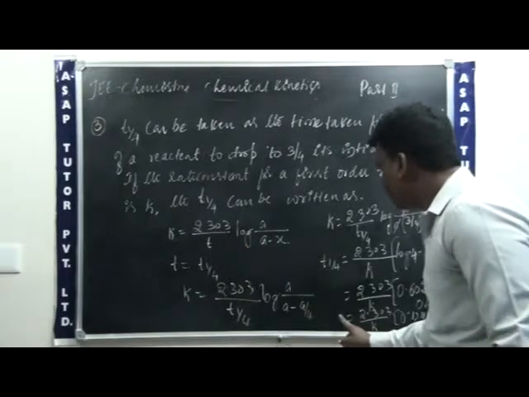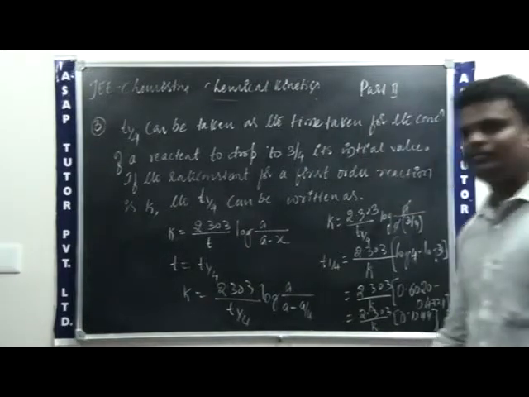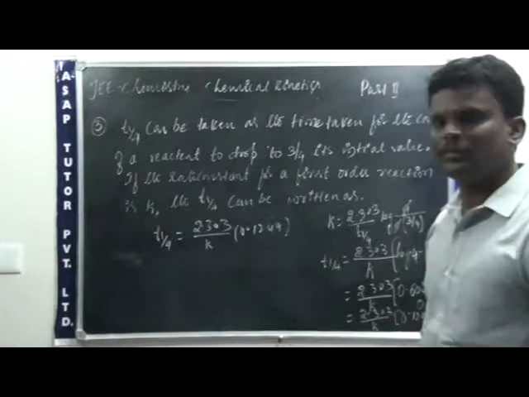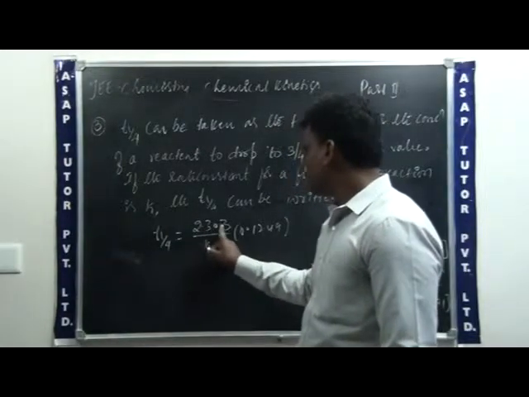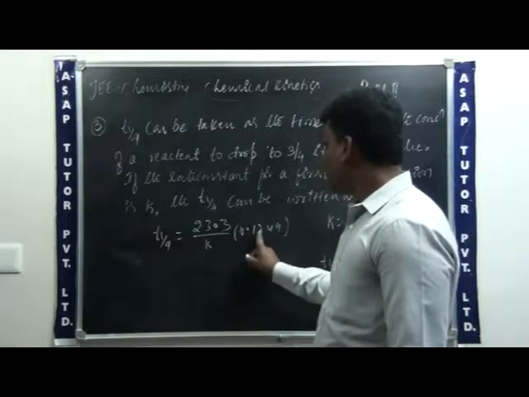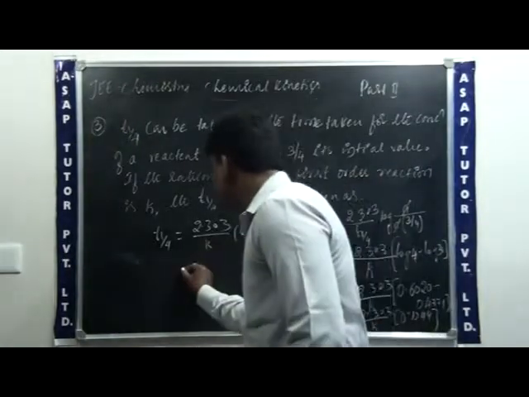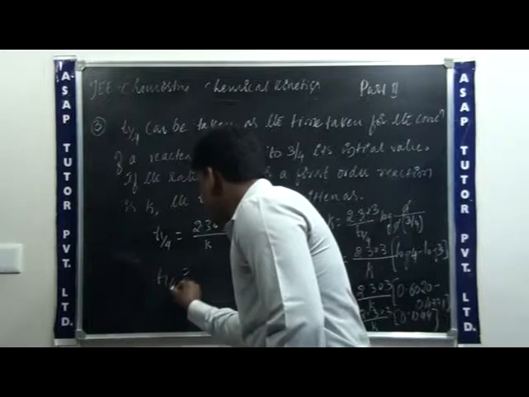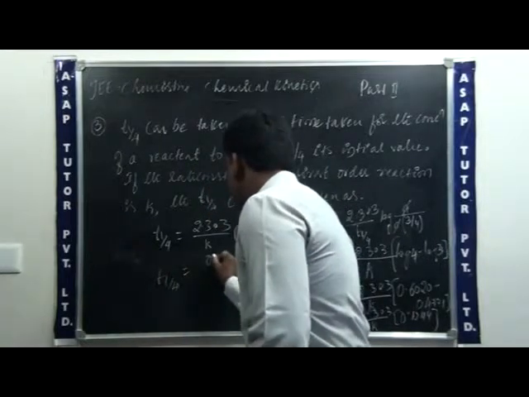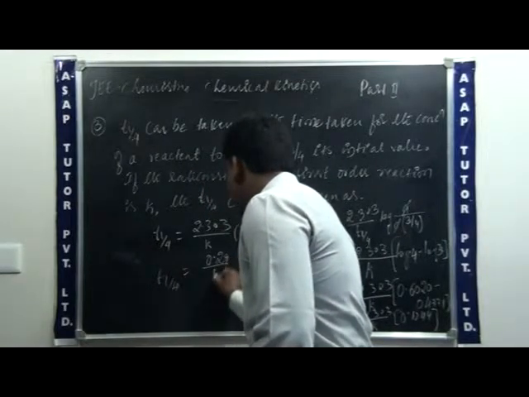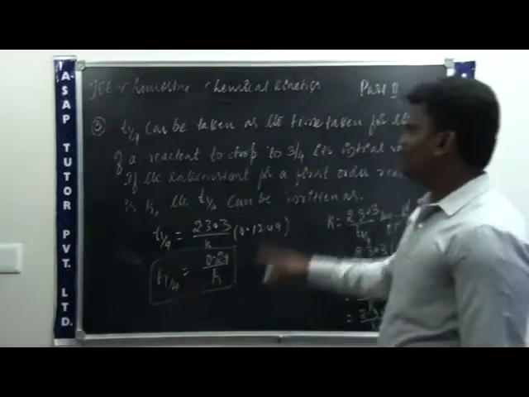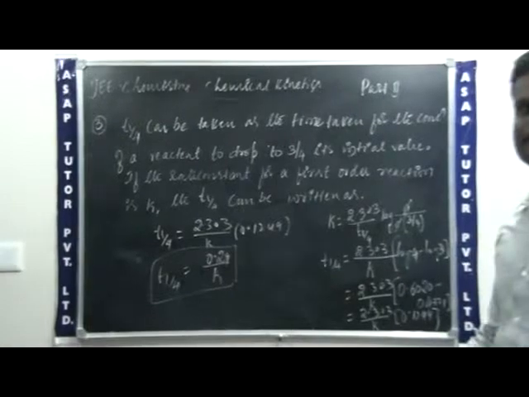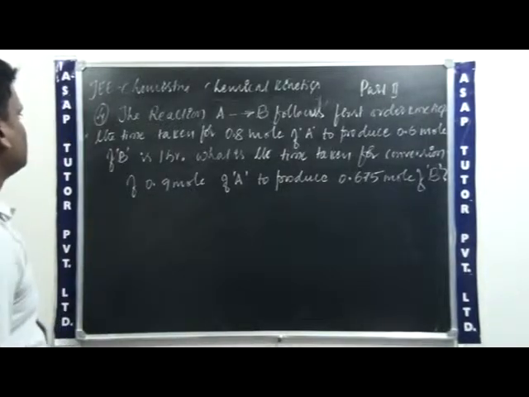So therefore, for T 1 by 4, now I have the value: T1 by 4 is equal to 2.303 by K into 0.1249. If you multiply the value, T1 by 4 is equal to 0.29 divided by K. So this is the value for T1 by 4 for the problem. Next, we'll pass on to the next question.